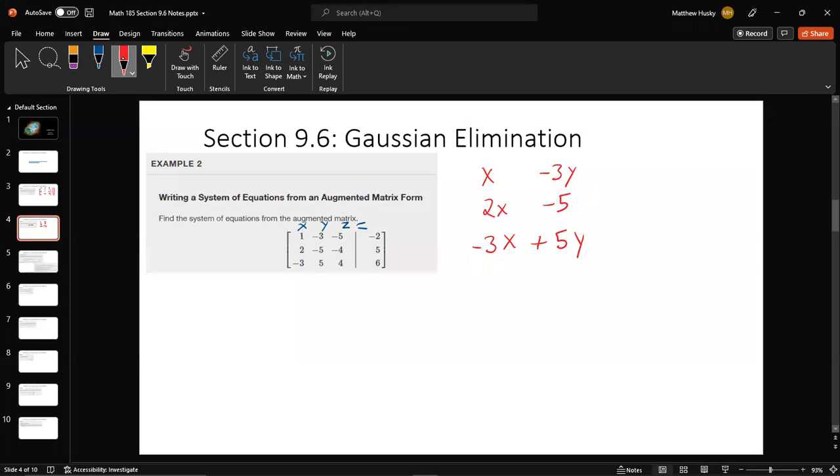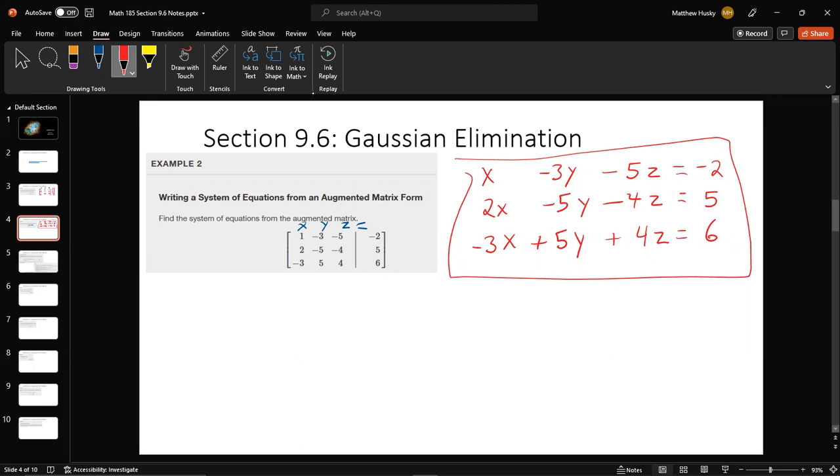Let's make this look a little more y-ish. And then finally, for the z's, you're going to have -5z. You're going to have -4z. And then finally, you're going to need to put a plus sign again, +4z. This dividing line tells you where the equal signs go for all of them. And this is going to give me -2, 5, 6. So there you have it. That would be the system of equations that would correspond to that augmented matrix.